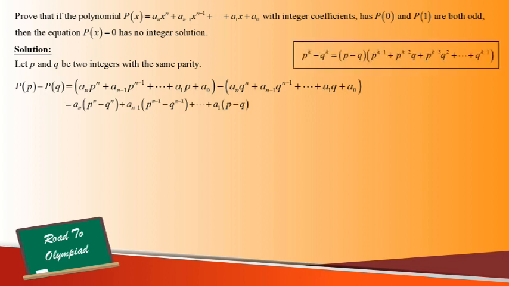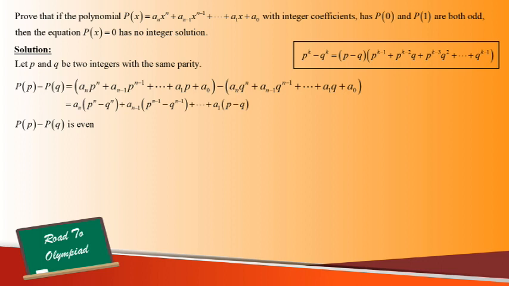By using the identity, we can write p^k minus q^k as a multiple of p minus q for any positive integer k. That is to say, each of the terms in P(p) minus P(q) is a multiple of p minus q, or P(p) minus P(q) is divisible by p minus q. Recall that p and q are of the same parity, so their difference will be an even number, and thus we can rewrite this statement as P(p) minus P(q) is even.